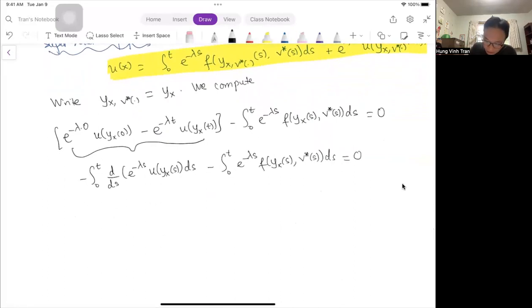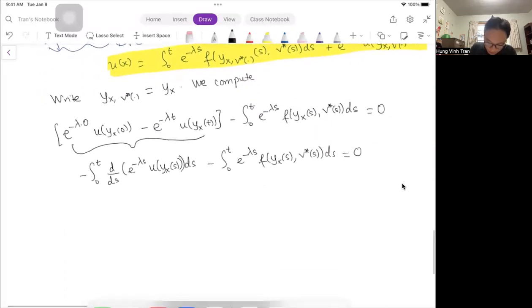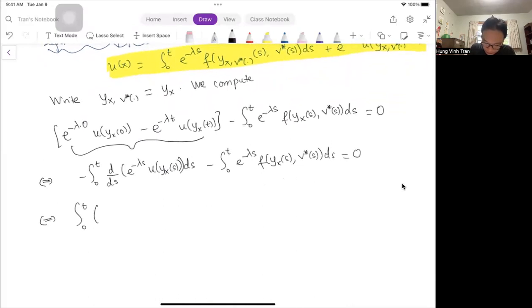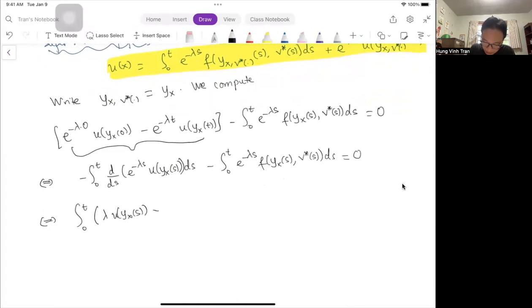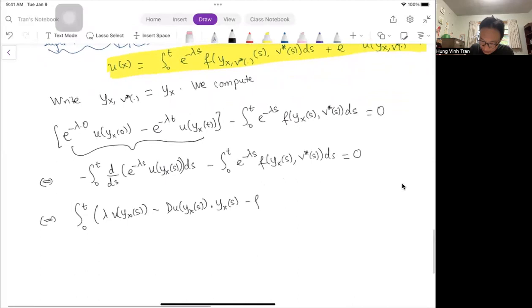And let's expand this one out. This means that I have the integral from 0 to t. Again, I'm doing exactly the earlier thing, using product rule and chain rule. The first thing I would have is lambda u(y_x(s)) minus Du(y_x(s)) dot with y_x'(s), and minus f combined together, f of y_x(s), v star of s. All multiplied with e to the minus lambda s ds equal to 0.